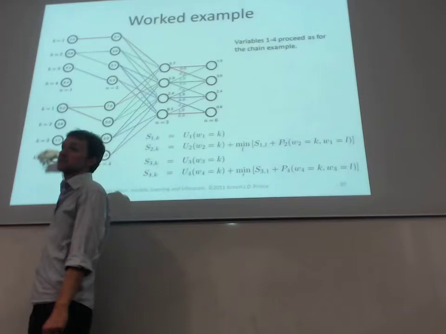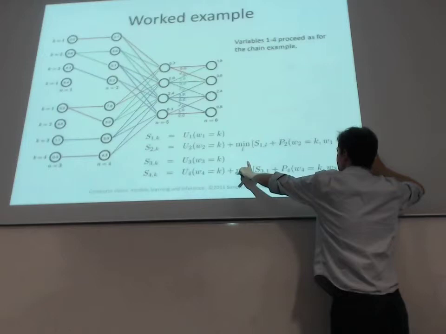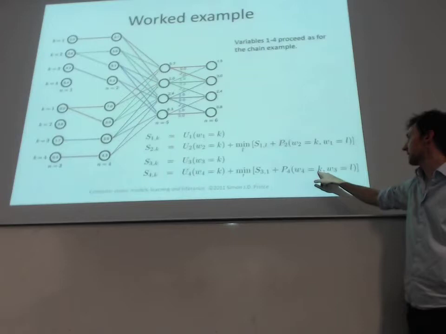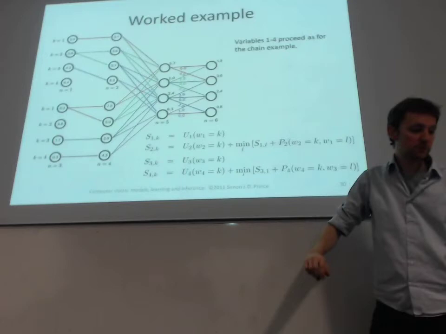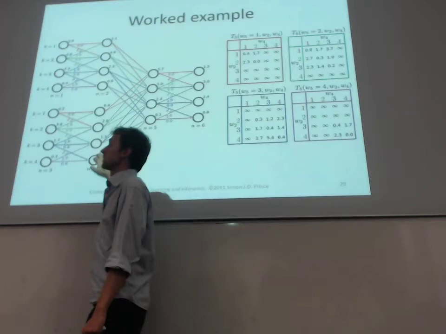So we get to choose the L that minimizes this thing, where we're looking at W4 has to be K, and W3 is this thing that we're changing. So we're mathematically saying, I'd like you to adjust this L until we figure out which is the shortest, the cheapest path leading to this bubble. So it's a minimum. It's a minimum over L.